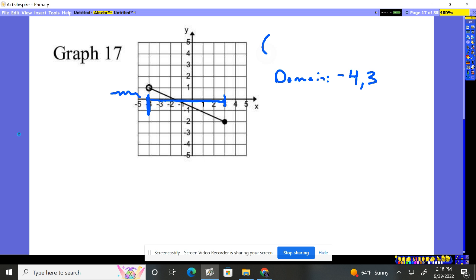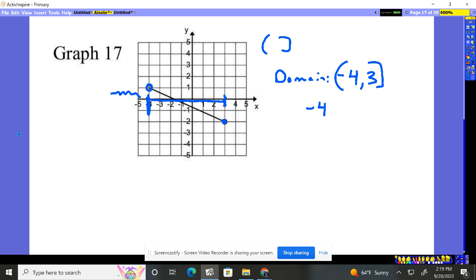Now, parenthesis would mean it doesn't include it. Bracket would mean it does include it. Right here at -4, it did not include it. It was an open circle, so I'm putting a parenthesis. When I got here to 3, though, it was darkened, so it included it, so I put a bracket. That is the interval notation.